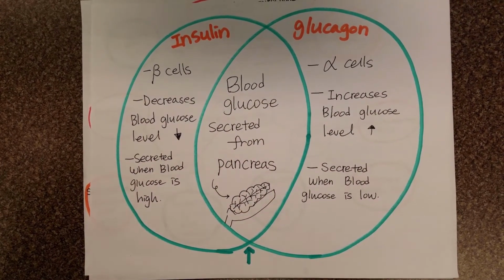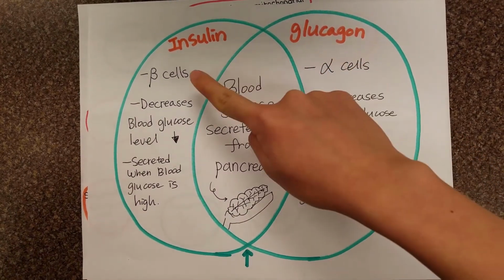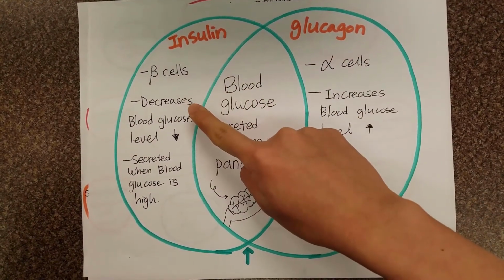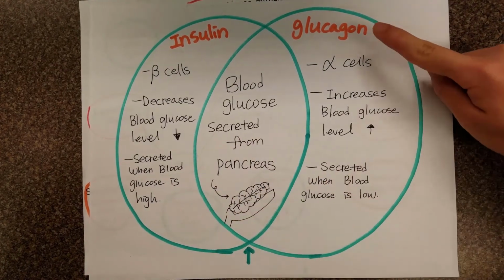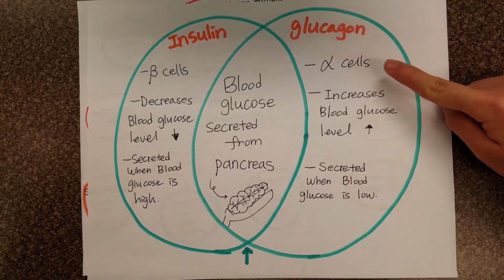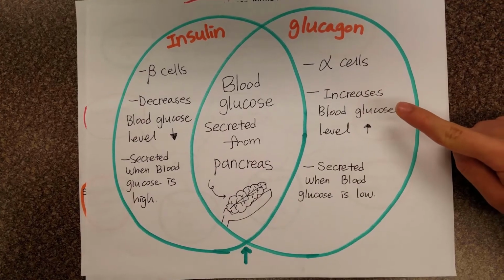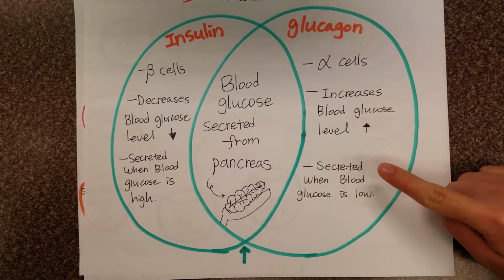For example, insulin is secreted from beta cells, decreases blood glucose levels, and is secreted when glucose levels are high, whereas glucagon is secreted from alpha cells, raises blood glucose levels, and is secreted when blood glucose levels are low.